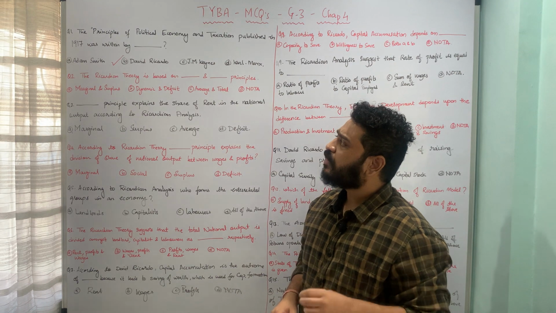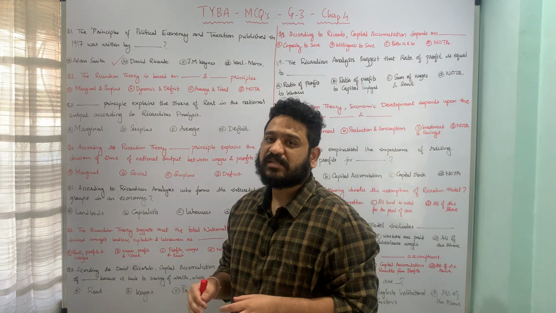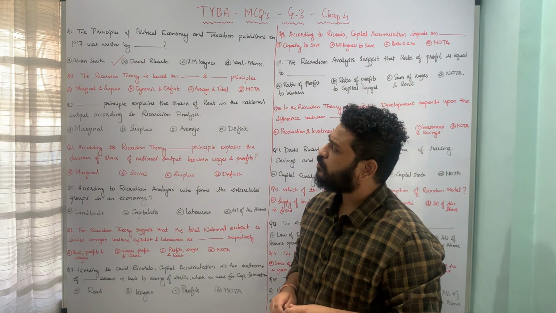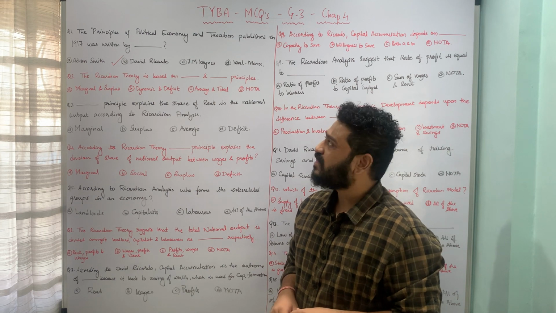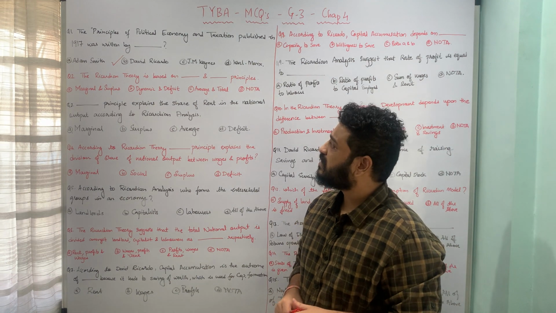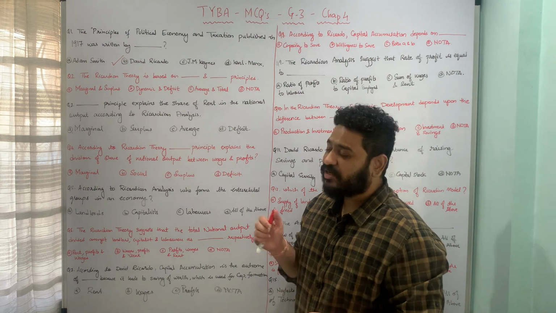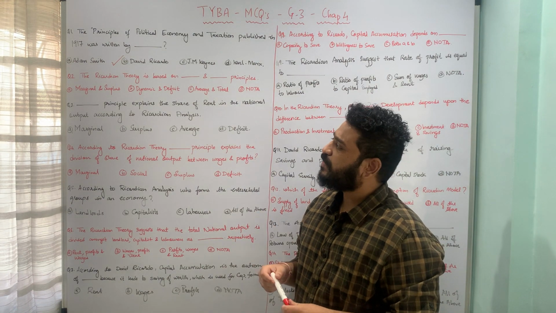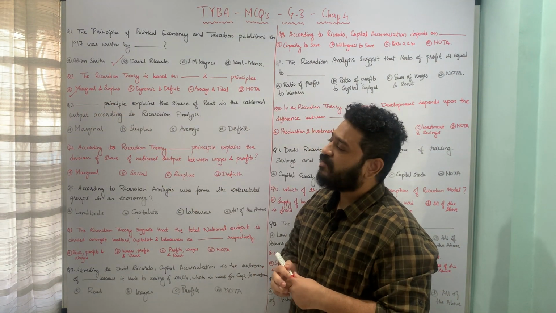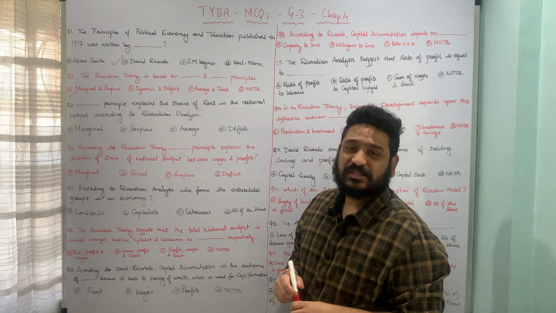The second question is, the Ricardian theory is based on dash and dash principles. On what principles is the Ricardian theory based? Let us look at the underlying options. A. Marginal and surplus principles. B. Dynamic and deficit principles. C. Average and total principles. And D. None of the above. So the Ricardian theory is based on the marginal and surplus principles, and therefore option A, marginal and surplus principles, is the correct answer to this particular question.